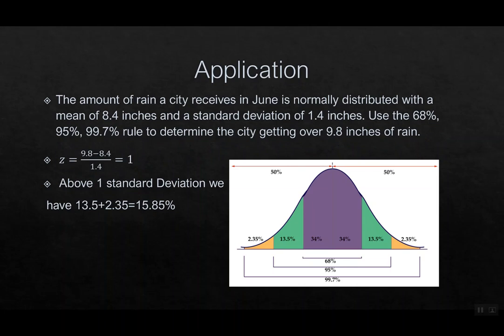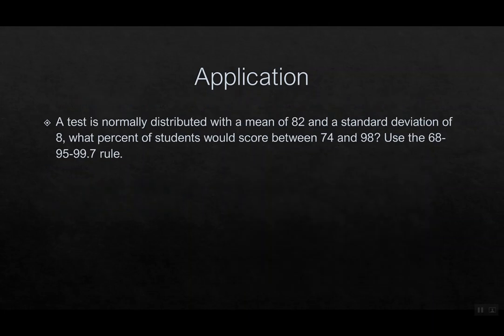Let's look at the chart. So here on the chart, we have our 68, our 95, our 99.7. A z-score equal to 1 is right here. What we're looking for is having more than 9.8 inches of rain. So from this 1, more would be everything to the right. So I can see there are two numbers. They are 13.5 and 2.35%. Adding 13.5 and 2.35% says there's a 15.85% chance that we're going to get more than 9.8 inches of rain.